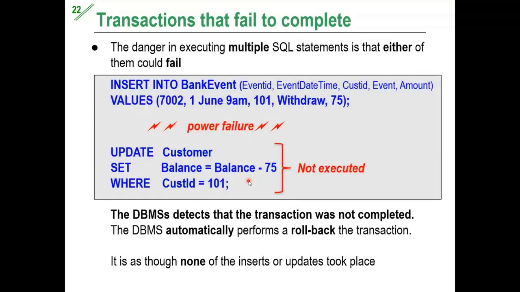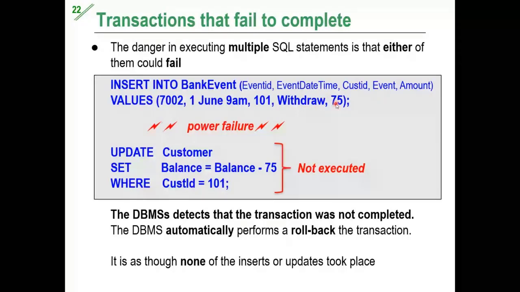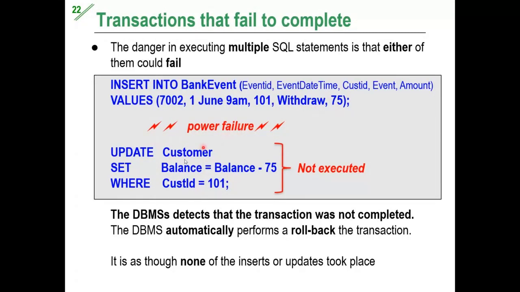So this is a fun example. We are running the insert statement to the bank event table, in this case withdrawing $75, and then the power has failed. So the update statement is actually not executed at all. This is updating the customer account. Remember the balance part. The balance reduced by 75 is not going to happen, right? So what will happen? We need to roll it back.